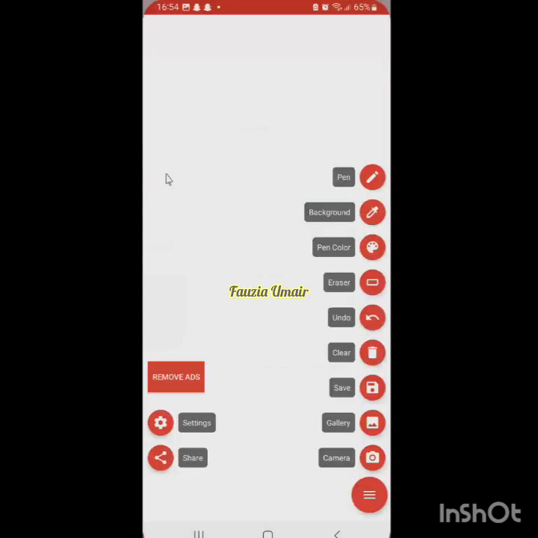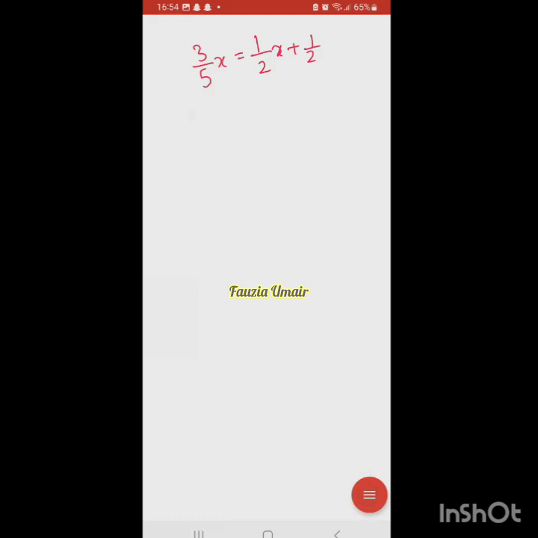Next question is 3 by 5x. 3 by 5x is equal to 1 by 2x plus 1 by 2. Now what to do? First of all, we need to rearrange the terms. This is the x term, this is the constant, this is not in the right place. So if you take 1 by 2x on this side of the equation, it will become plus 1 by 2x.